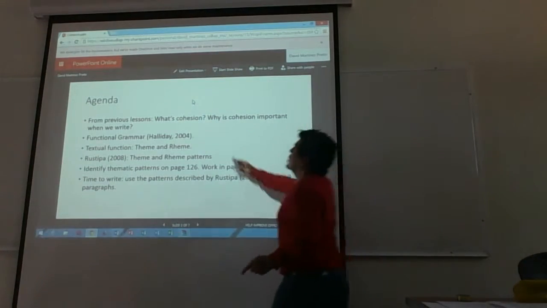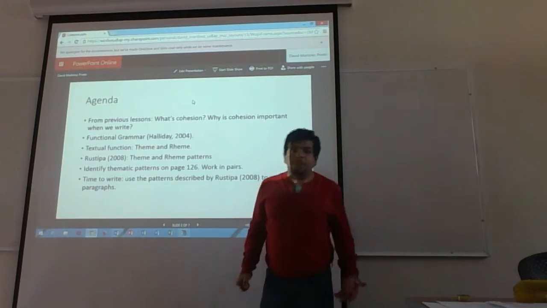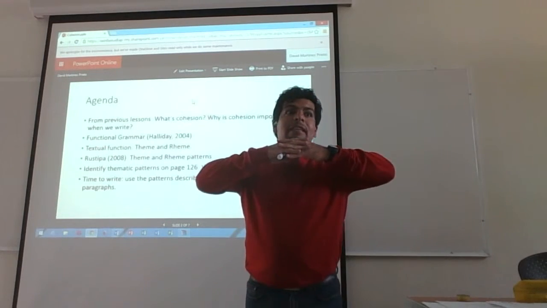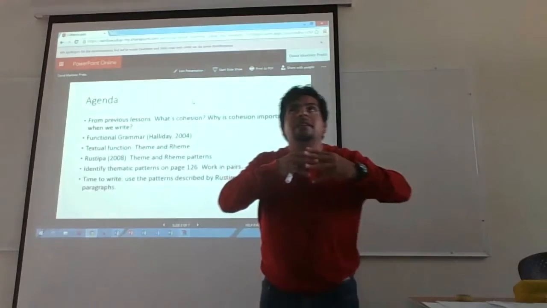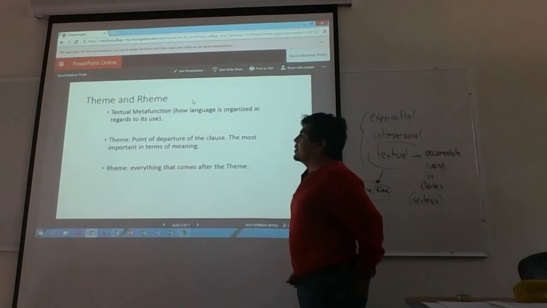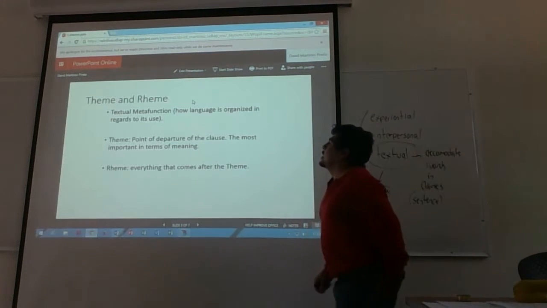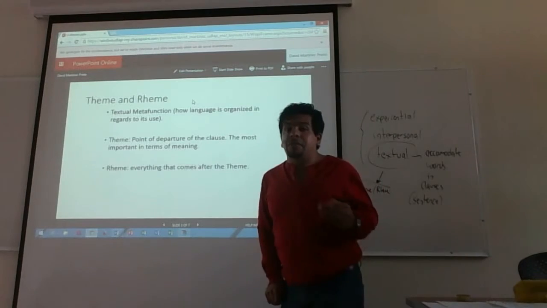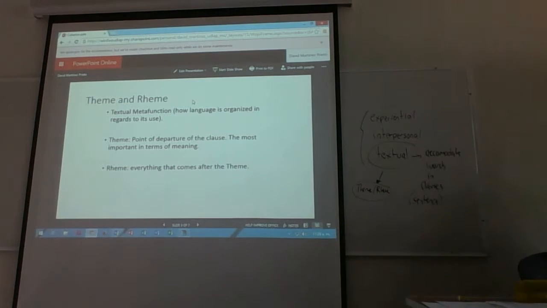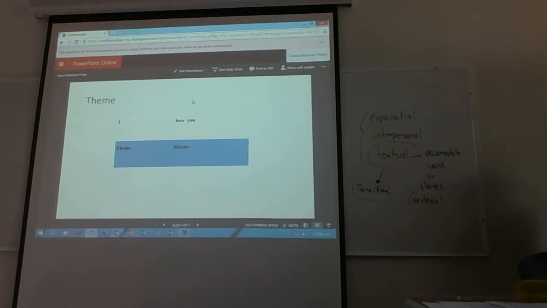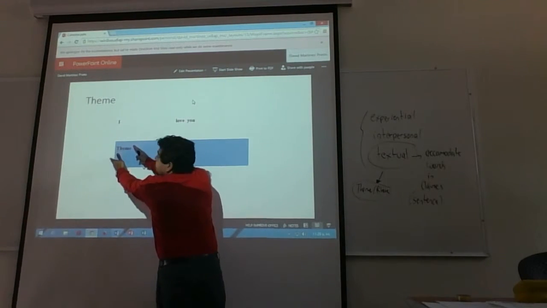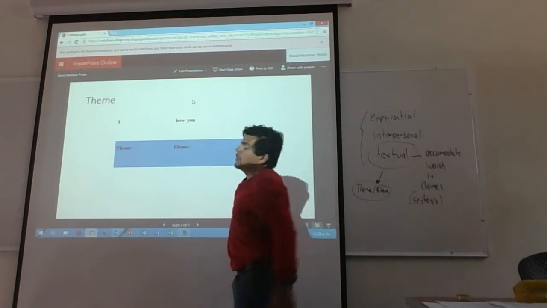So first of all, what's cohesion? Cohesion, as we have explained previously, has to do with the way we relate information in a text, the way we relate sentences to each other. As I said before, Halliday coined these two terms, theme and rheme. Theme is the point of departure of the clause. According to Halliday, this is the most important in terms of meaning. Rheme is everything that comes after the theme. For example, in the clause "I love you," theme is the first thing that comes in the sentence, the point of departure. Rheme is the rest.